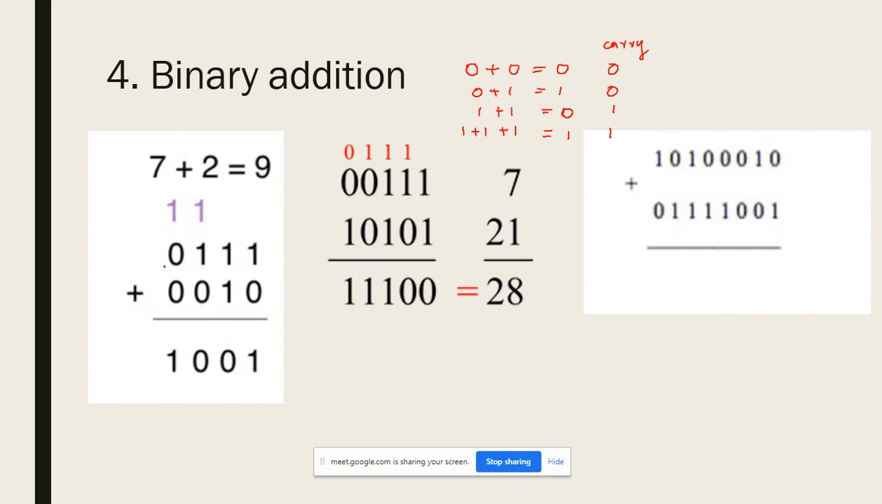In the first example, we have two binaries, 0 1 1 1, which corresponds to the number 7, and 0 0 1 0, which corresponds to the number 2. On adding, 1 plus 0 will give you 1, 1 plus 1 will give you 0 with a carry 1. Again, 1 plus 1 plus 0 will give you 0 with a carry 1, and 1 plus 0 plus 0 gives you 1. Therefore, the answer is 1 0 0 1.